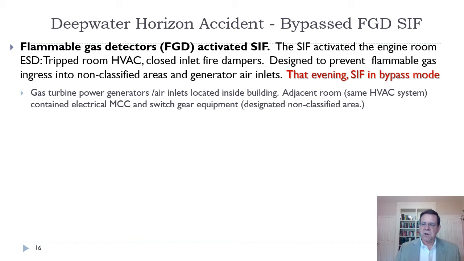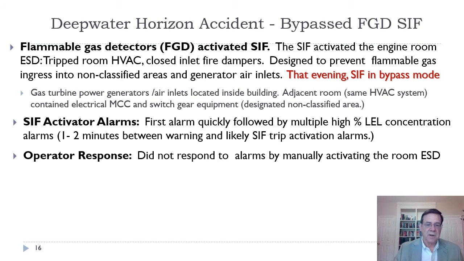In the rooms were all these gas turbine-driven power generators, and their air intakes were actually inside these spaces. Adjacent to that, you had electrical rooms that had low and medium voltage MCCs and switchgear. So the idea is, if we had a blowout, you prevent sucking flammable gas into these non-classified spaces and into the inlet of the generators.